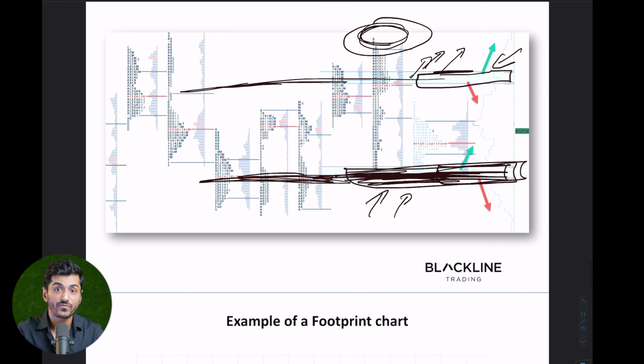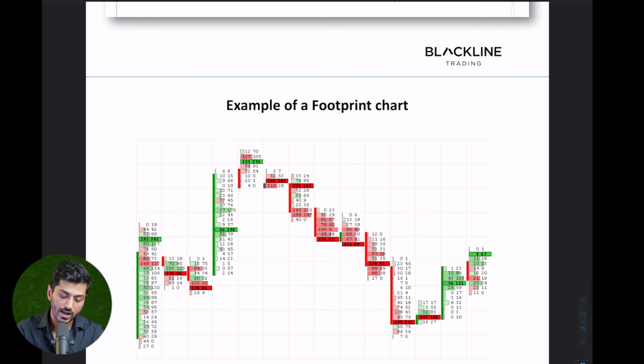Again, this is the sort of information that you do not see when you look at a normal chart, because those charts do not tell you what has happened within those candles, where most of the volume has been traded, where the aggressiveness came in, where most of the contracts were traded.